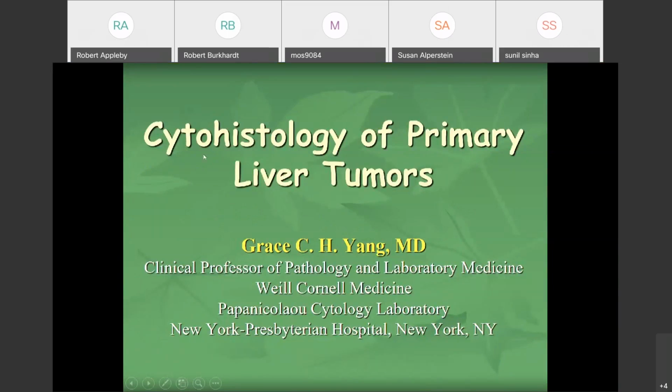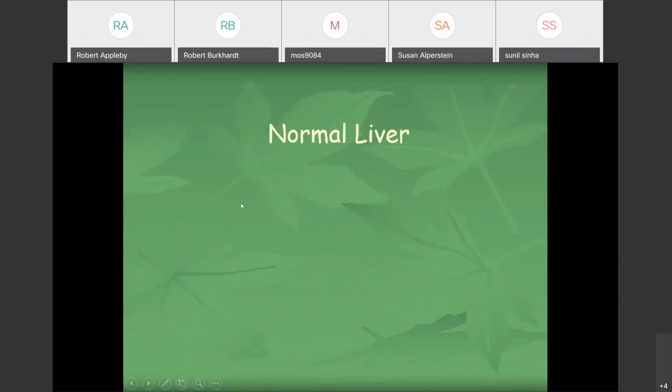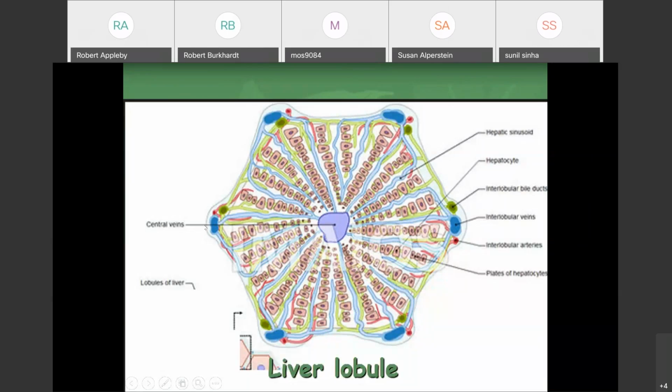So I'll show you his cytology, histology, normal histology. Normal liver. I think you might want to press mute on your stuff.